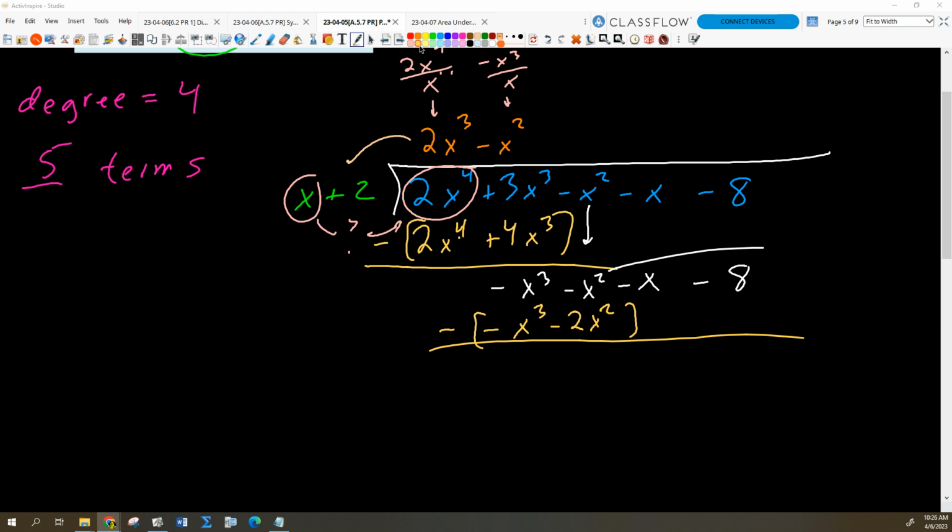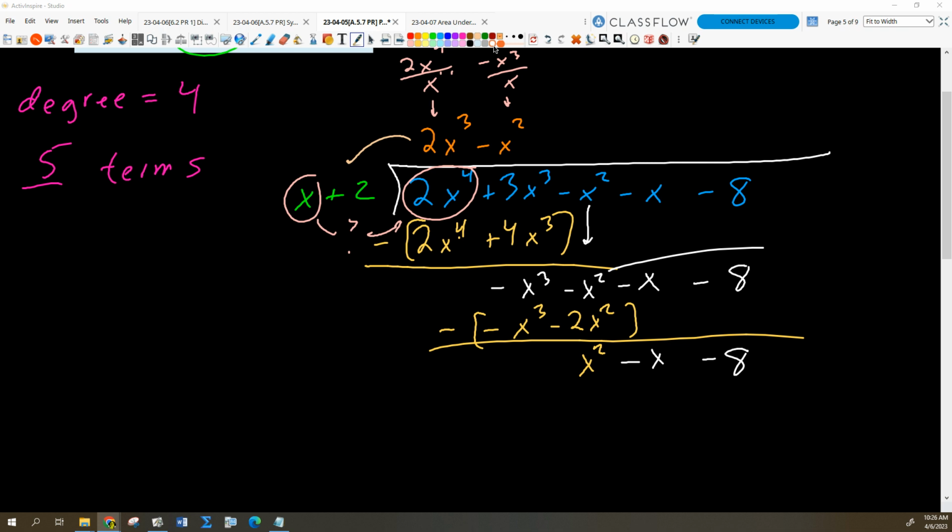These guys cancel. Negative x cubed minus negative, so plus 2x cubed is what? X squared. Now, you can just focus on the numbers because I know I'm in the x squared column. So I know I'm going to get x squareds. Just focus on the coefficients. Negative 1 plus 2 is positive 1, so I know I'm getting positive 1 x squared minus x minus 8.